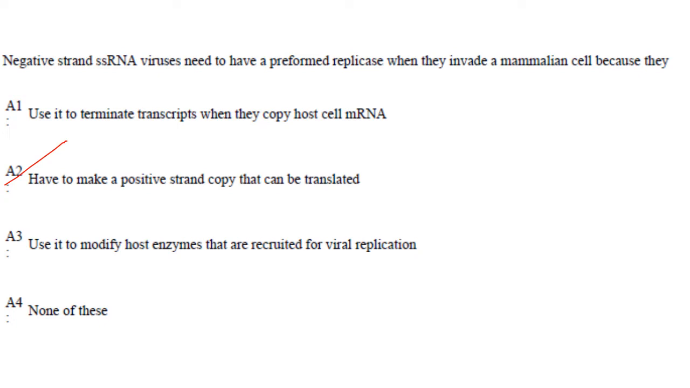Then coming to the next question. Negative strand, single-stranded RNA viruses need to have preformed replicase when they invade a mammalian cell because they have to make a positive strand copy that can be translated. Because negative strand, single-stranded RNA is non-infectious by itself and needs to be transcribed into positive sense RNA. This negative strand to positive strand copying is carried out by an RNA dependent RNA polymerase called RNA replicase. So the answer here is option 2.